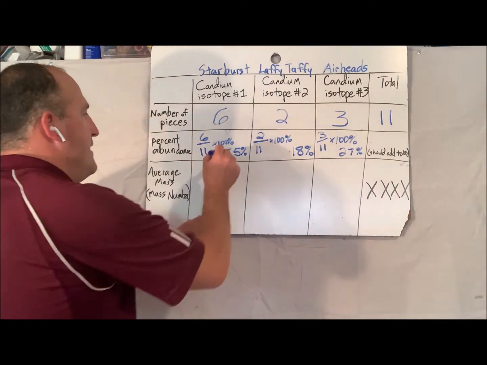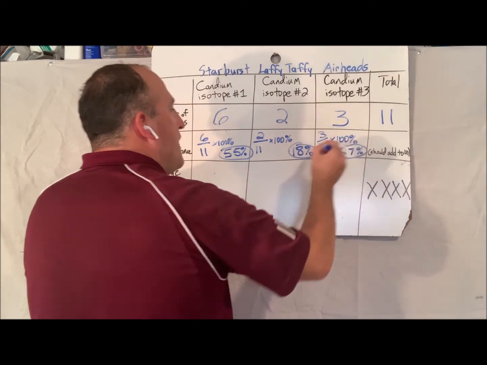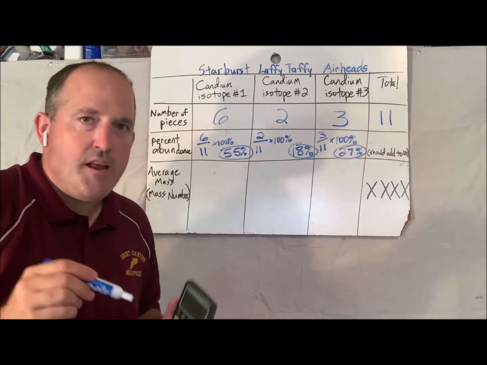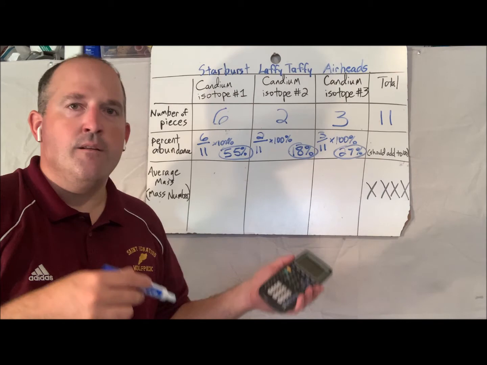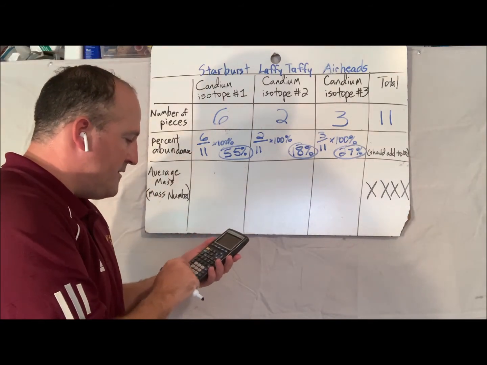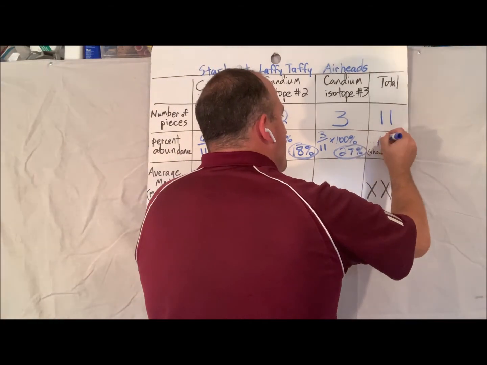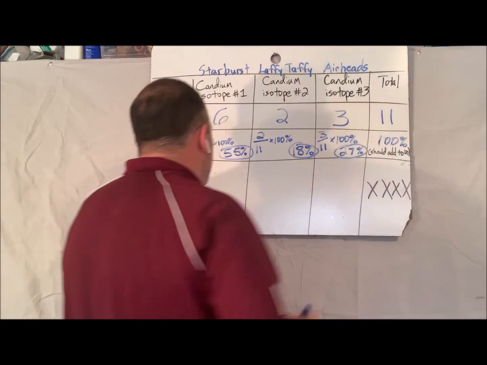Now, let's add together these percentages just to double check. Are we getting close to 100? It doesn't have to be exactly 100. It could be 99, it could be 101. But if we take 55 plus 27 plus 18, we get exactly smack dab on the nose 100%.